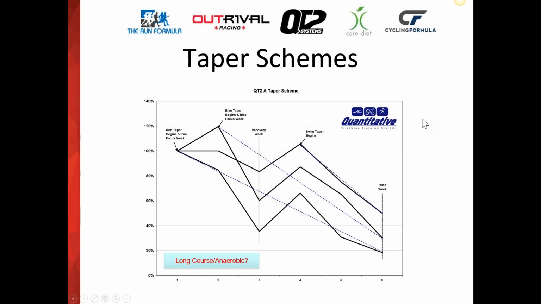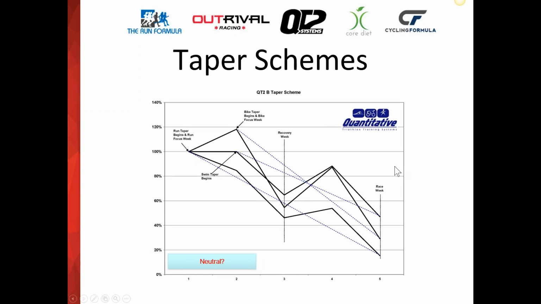Here I just wanted to show our taper schemes. These are our kind of standard taper schemes. But again, remember, we had a taper that was for long course or anaerobic athletes. Again, a longer taper, which would technically allow that TSB to come up quite high. And like I mentioned earlier, anaerobic athletes do better with the higher TSBs. This taper is 1 week shorter. That would be good for a neutral athlete.